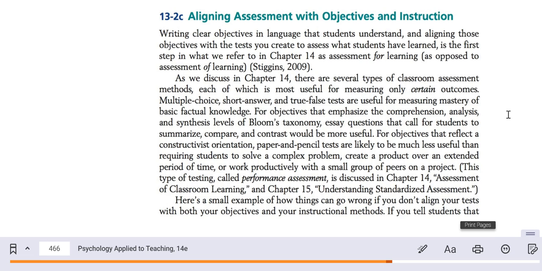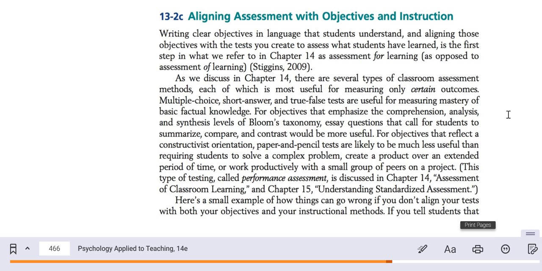As we discuss in Chapter 14, there are several types of classroom assessment methods, each of which is most useful for measuring only certain outcomes. Multiple choice, short answer, and true-false tests are useful for measuring mastery of basic factual knowledge. For objectives that emphasize the comprehension, analysis, and synthesis levels of Bloom's taxonomy, essay questions that call for students to summarize, compare, and contrast would be more useful.